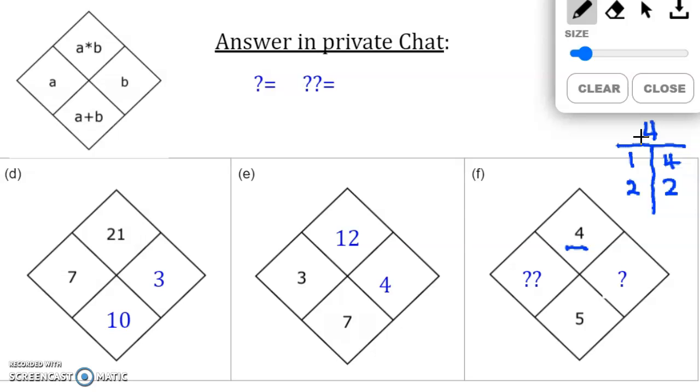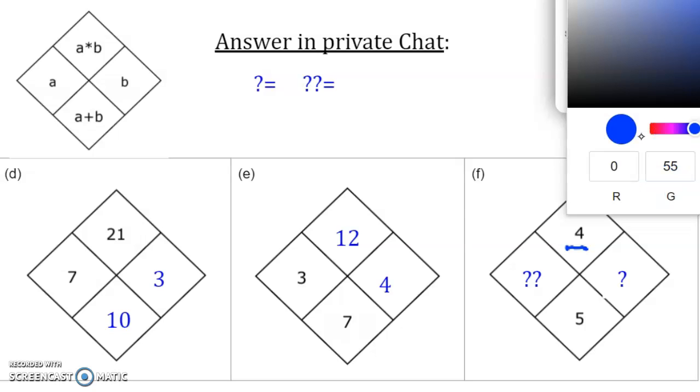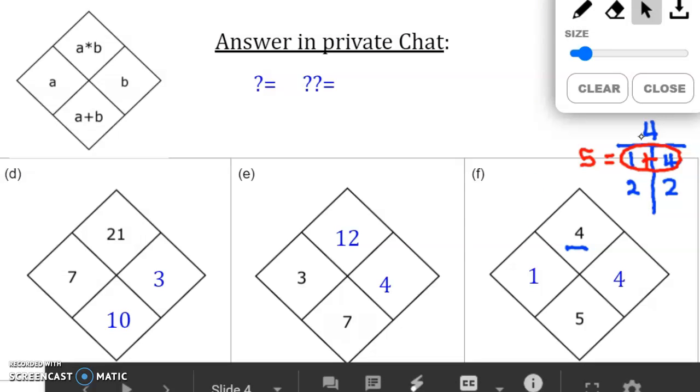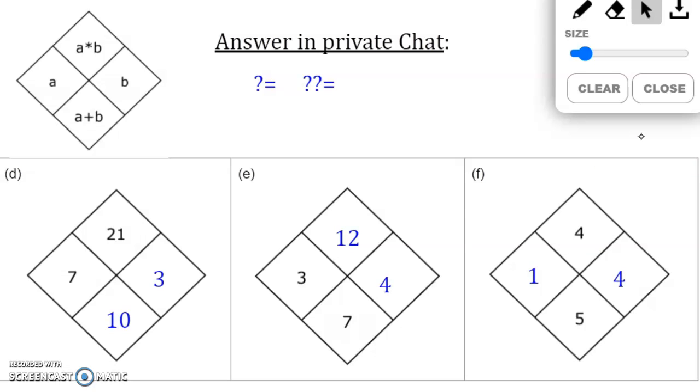So 1 plus 4 is 5, but 2 plus 2 is 4. So we know that the right combination is this one because 1 plus 4 is equal to 5, which is what we have here. So then we know that this has to be 1 and 4.